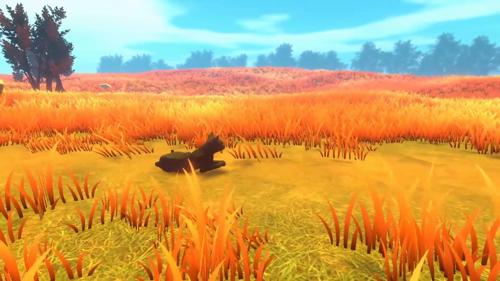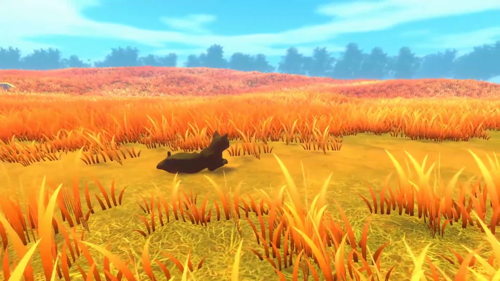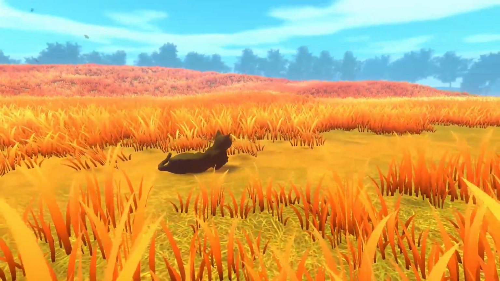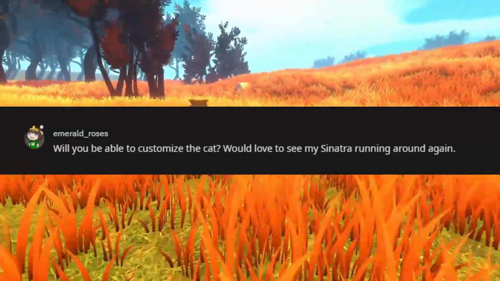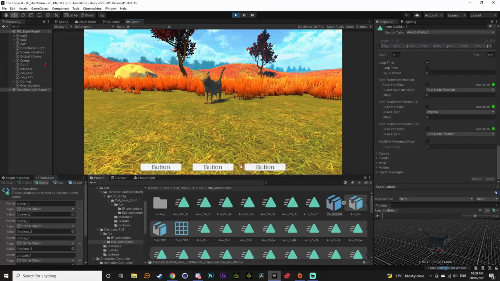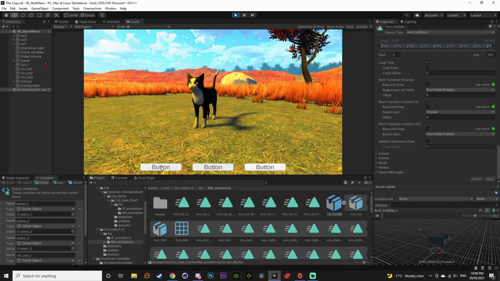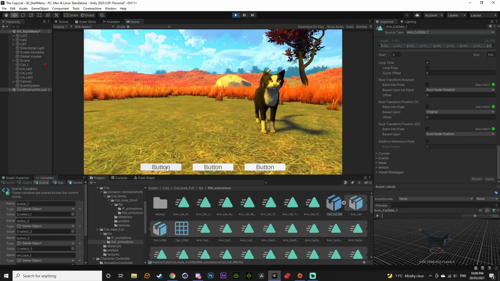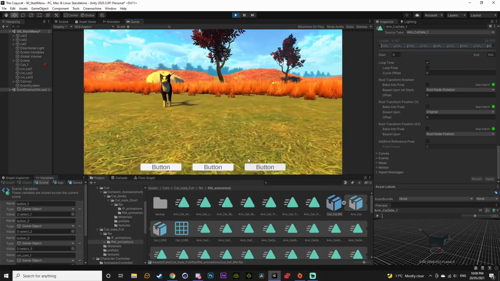And just when we thought we had our character design locked, we saw this comment under one of our Reddit posts, and a person said that they would love to see their cat Sinatra running around again. It was so touching, and it made us understand that for so many people it would mean so much to be able to play their own cat. So we went back and we created a way to customize your cat.